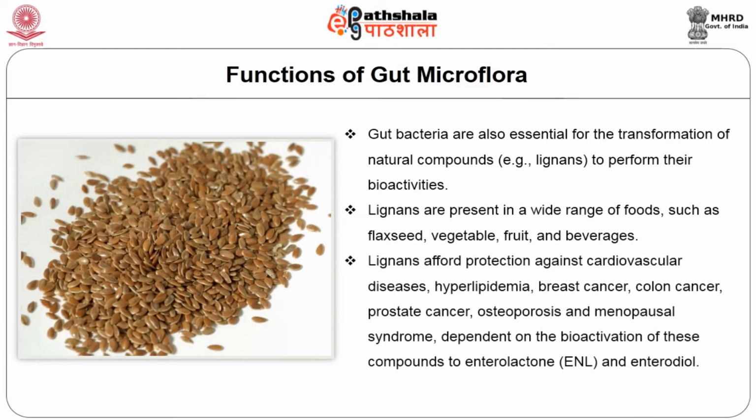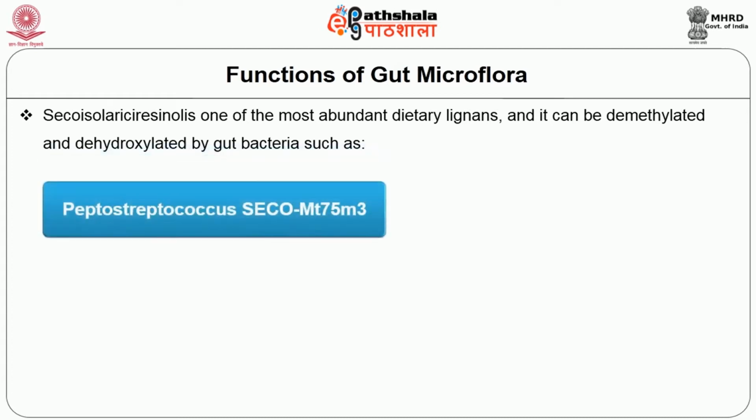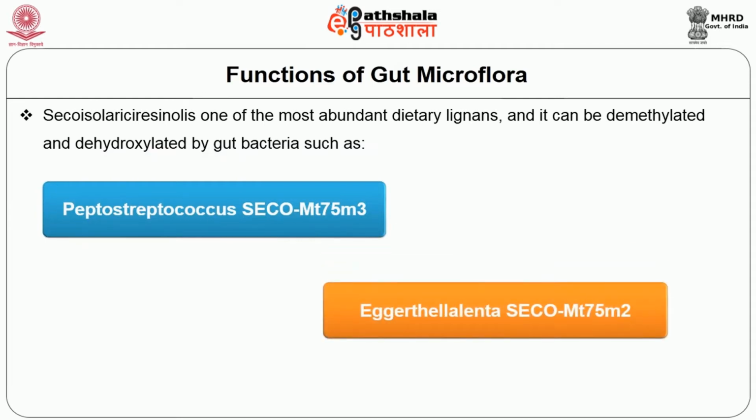For example, lignans. Lignans are present in a wide range of foods such as flaxseed, vegetables, fruit and beverages, even sesame seeds also have these lignans. Lignans afford protection against cardiovascular diseases, hyperlipidemia, breast cancer, colon cancer, prostate cancer, osteoporosis and menopausal syndrome, dependent on the bioactivation of these compounds to enterolactone and enterodiol. Secoisolariciresinol is one of the most abundant dietary lignans, and it can be demethylated and dehydroxylated by gut bacteria such as Peptostreptococcus, Eggerthella lenta and others.